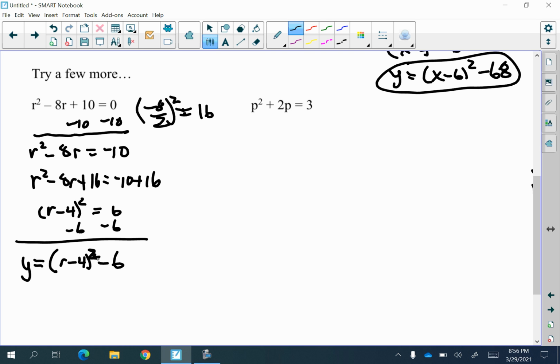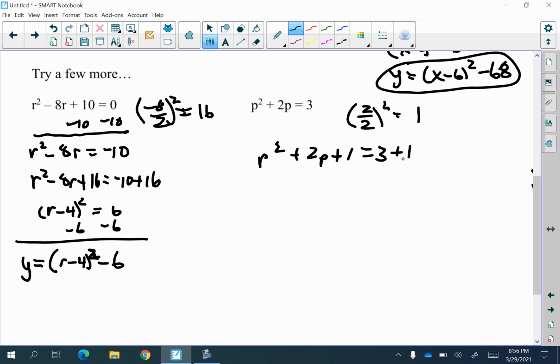All right, let's try the other one. Now the other one, they already have it on the right side. So here's my b, right? So we take b over 2 and square it. Well, this becomes 1, right? Because 2 over 2 is 1. 1 squared is 1. So I'm going to add 1 to both sides. The 3 was already over there. I don't have to do it.